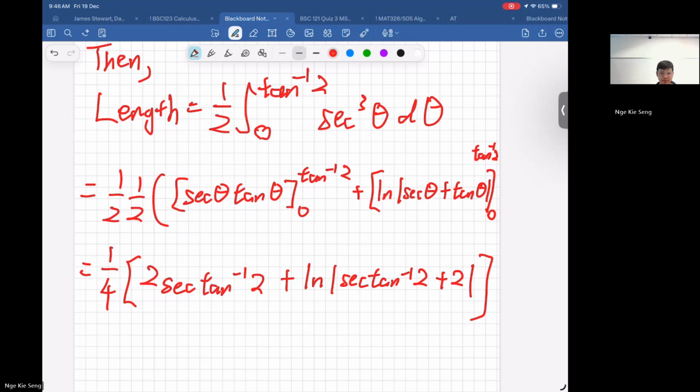Before calculating, let's see what steps they give us. Are we matching them or not? They also use trigonometric substitution first. Secant cube, 1 over 2, from 0 to tangent inverse 2. Okay, we are on the same step. And then what they do is apply integral reduction.